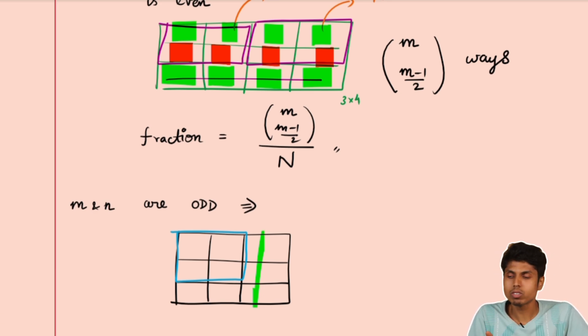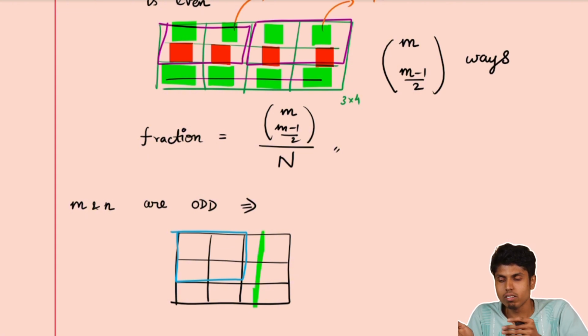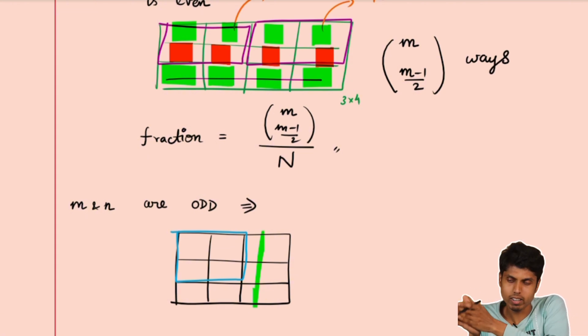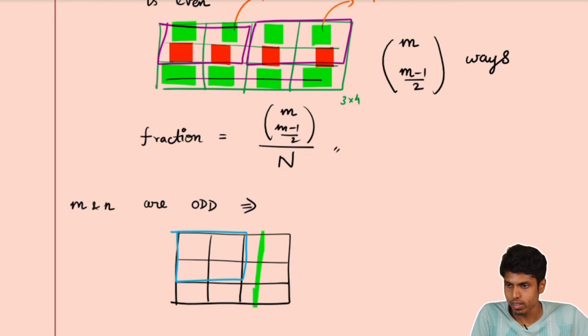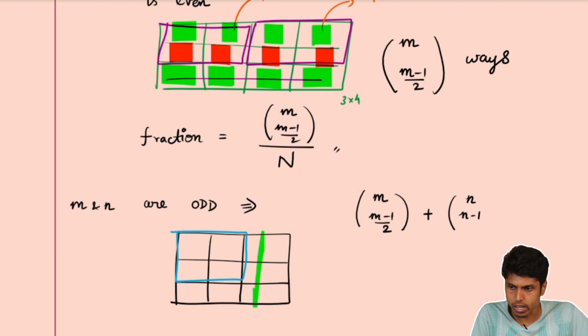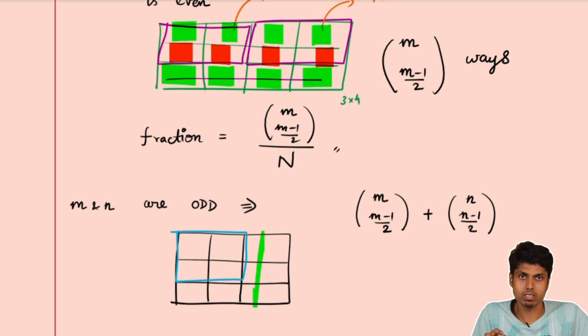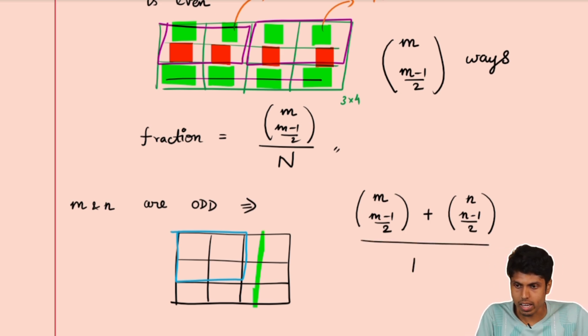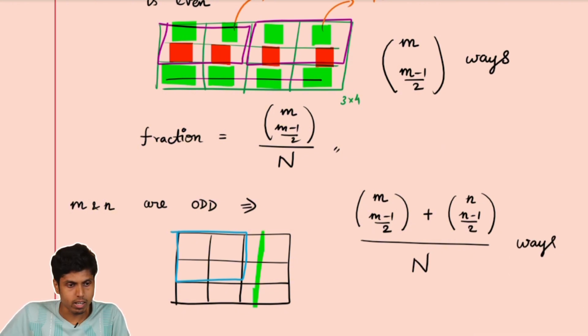So if you do this, of course the obtained configuration will be like green, red, green, red, green, red along the columns, or green, red along the rows. So this is going to be in the following way. Either you do it row wise, so that is m choose (m minus 1)/2, or you are going to color it column wise, so n choose (n minus 1)/2. This is for inserting the red colors, because (n minus 1)/2 is on the lower side. So that many ways divided by capital N. This is the underlying fraction.